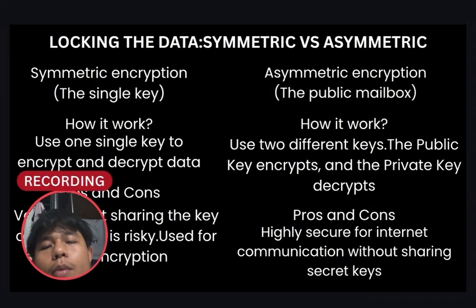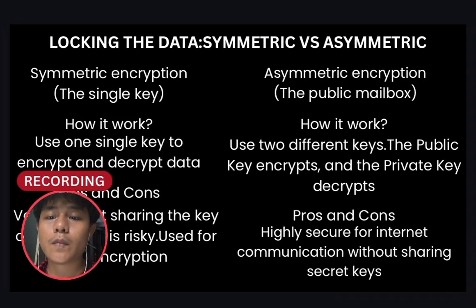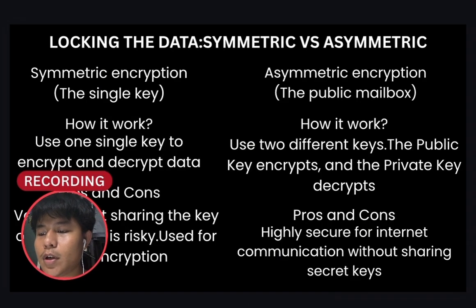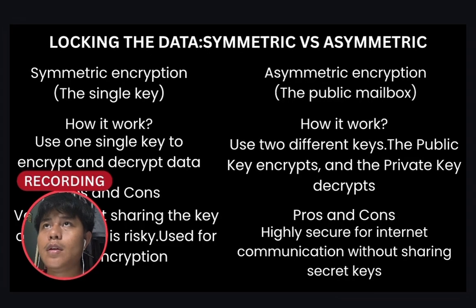So we learned about cryptography, right? So first one is locking the data, symmetric and asymmetric. So what is symmetric encryption? Symmetric encryption, also known as the single key, works when it uses one single key to encrypt and decrypt data. So the pro is it's fast, but the con is sharing the key over the internet, which is risky, and it's mostly used for Wi-Fi encryption.